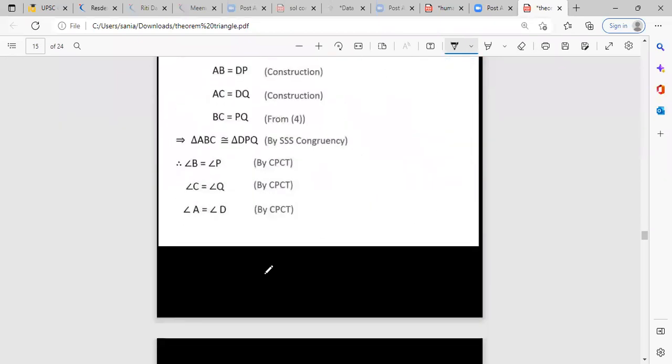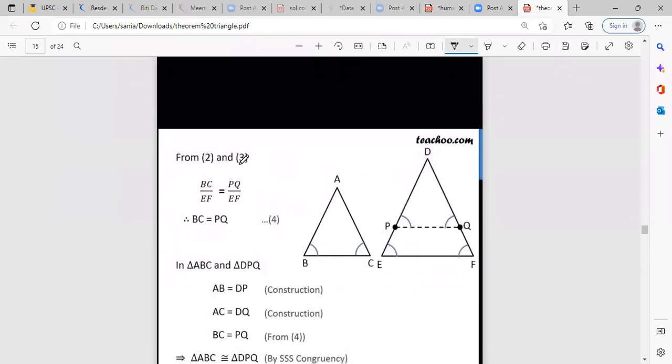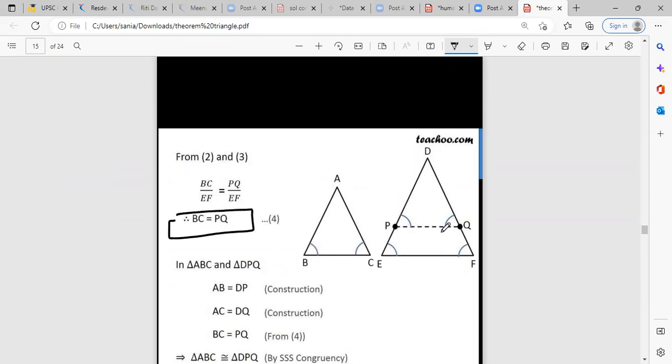Now coming to this over here, from second and third, you got this, that BC divided by EF is equal to PQ divided by EF. So that means this BC is equal to your PQ. Clear? Okay, this is your fourth equation.